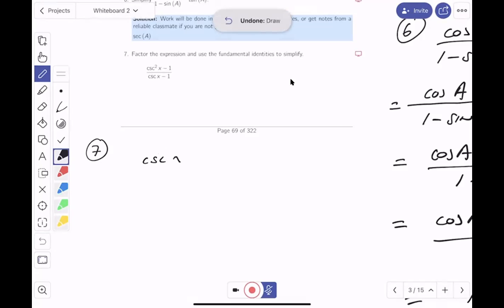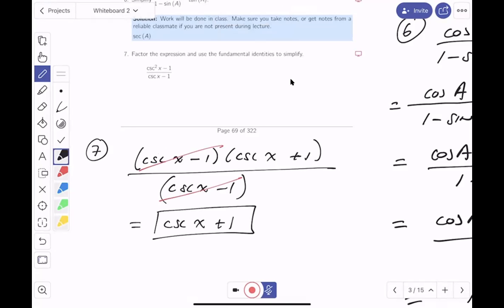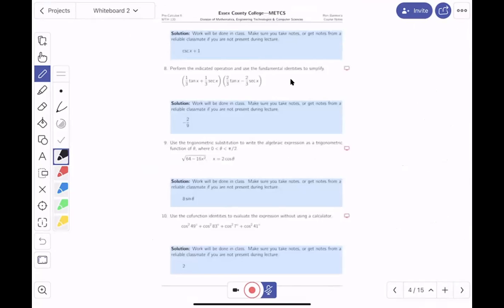Cosecant x minus 1, cosecant x plus 1. And the bottom factored is cosecant x minus 1. What's nice about this? There is a cancellation. And what you're left with is something pretty simple: cosecant x plus 1. All right, go to the next page. I do want to point out, on the next page you do see the answer over there. All right, I'm going to do number 8 now.